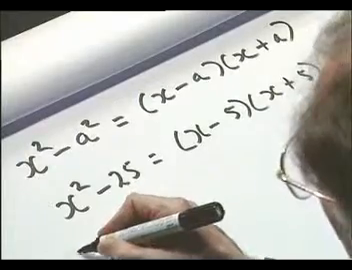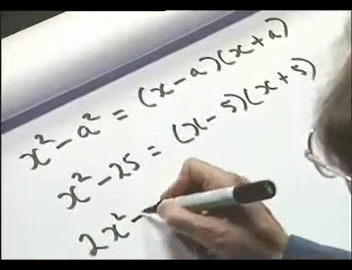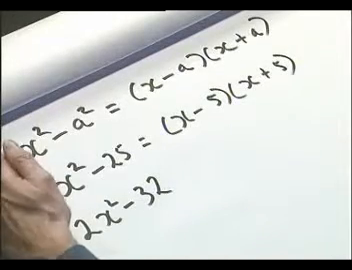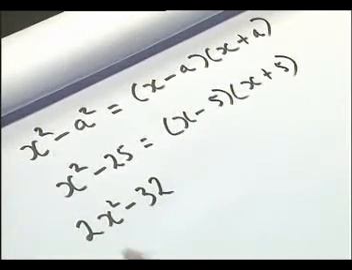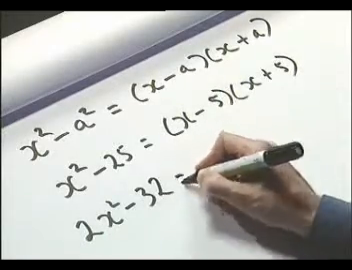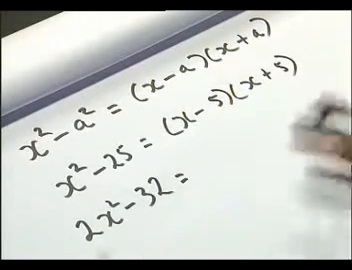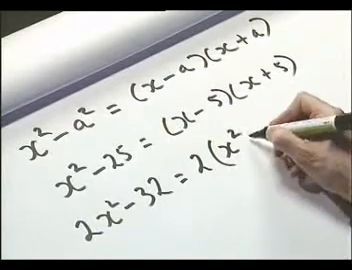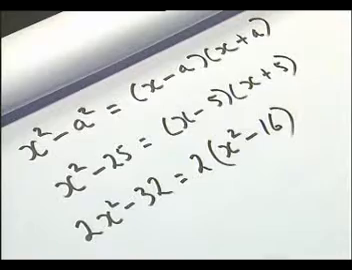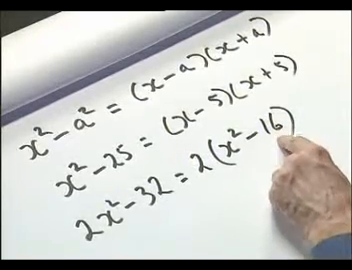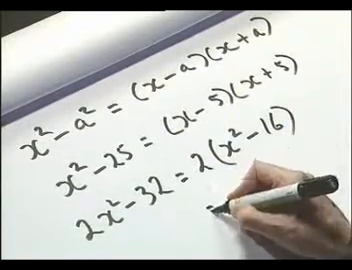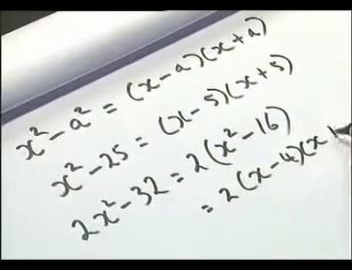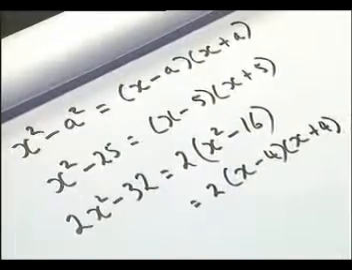What if we had something like 2x squared minus 32? Doesn't really look like that, does it? But there is a common factor of 2. So, as we've said before, take the common factor out to begin with, leaving us with x squared minus 16. And of course, 16 is 4 squared. So this is 2 times x minus 4, x plus 4.